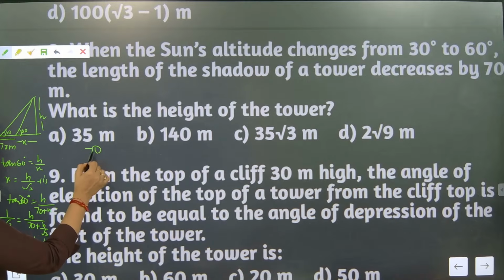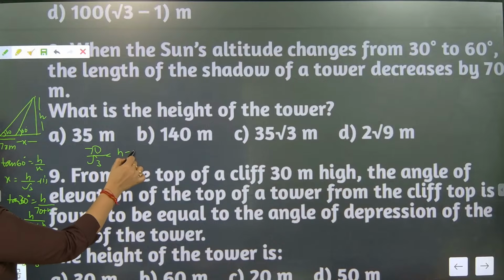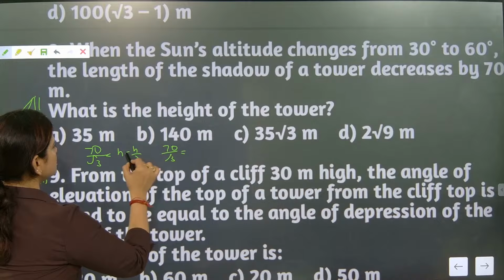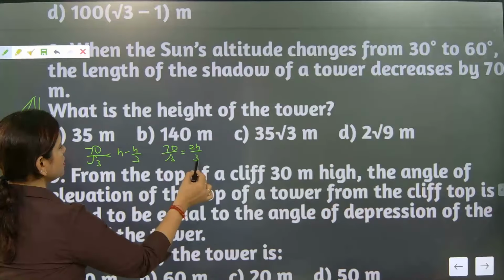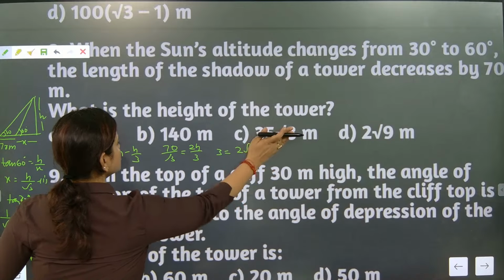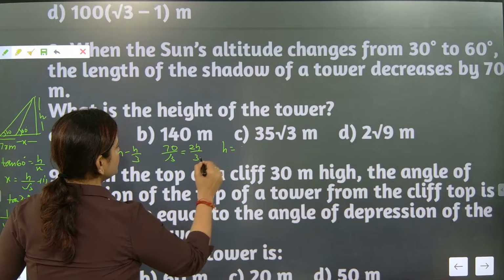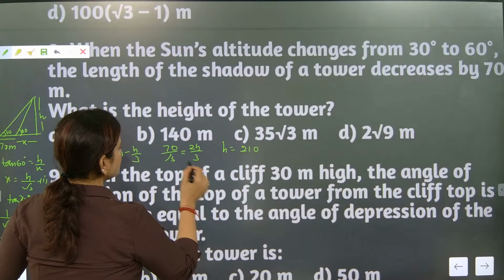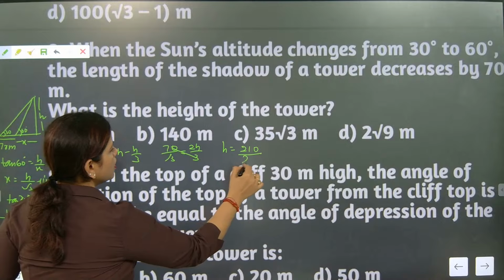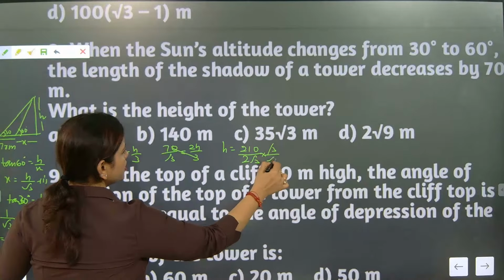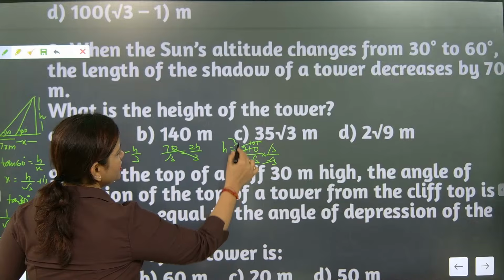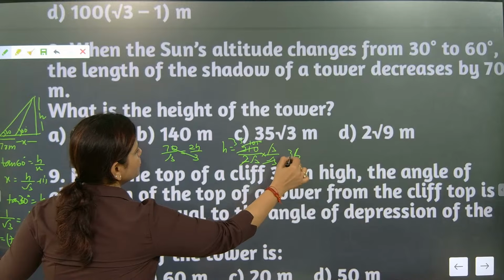So 70 by root 3 is equal to h minus h by 3. So 70 by root 3 is equal to 3h minus h, that is 2h by 3. So 3 will be equal to 2 root 3 h, so h is equal to 210. Correct? Because 3 will multiply with this, and 2 will go down. 2 root 3. Then you apply root 3 and root 3, so it is 210 root 3 by 6. Then 3 3s are 9, 3 5s are 15. So the answer is 35 root 3.